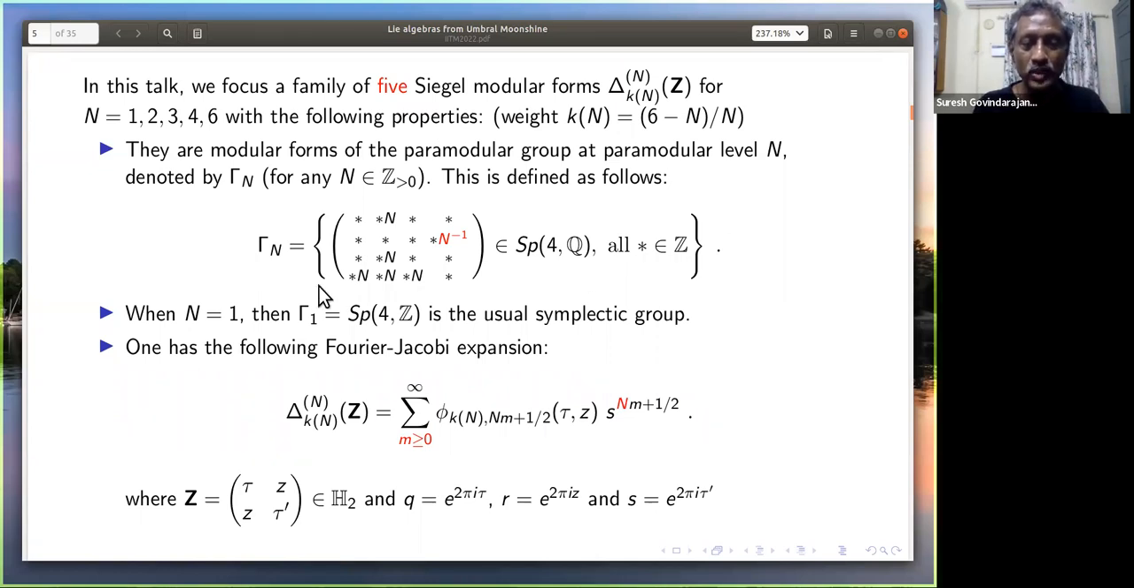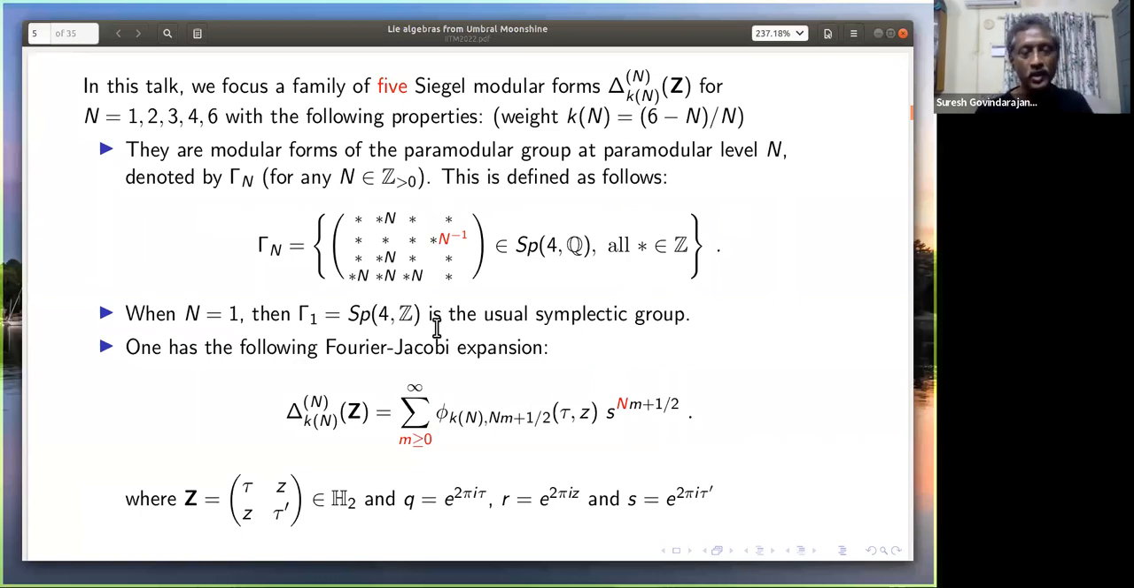Okay. So it's a set of Sp4(Q) matrices, that is 4 by 4 matrices whose values are in symplectic matrices, taking values in the rationals, okay? But with this kind of structure, star means arbitrary integers. And so there's only one term which is actually fractional, which is n inverse coming in here, which I'm showing you. So it's a non-trivial statement that this kind of thing under multiplication forms a group, okay? And when n equals 1, this is just the standard Sp4 set, which is the symplectic group.